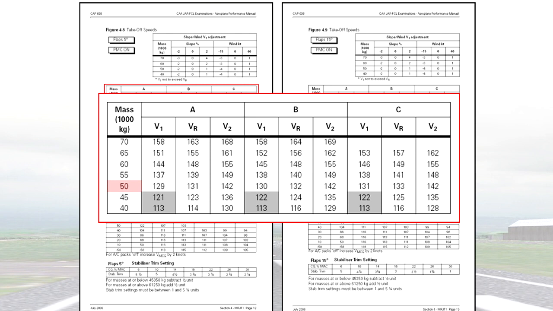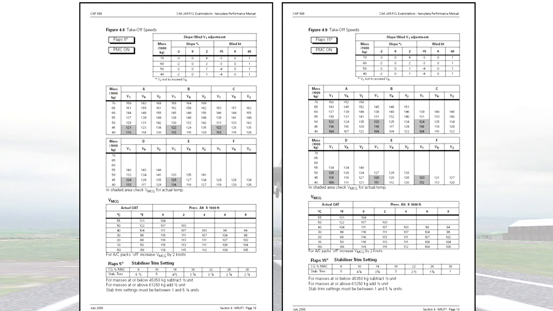For example, let's look at what aeroplane mass does to VR. If the aeroplane mass was 50,000 kilograms, VR would be 131 knots under density column A. But if the mass was increased to 65,000 kilograms, then VR would increase to 155 knots. Therefore, increasing mass increases VR. The next factor to affect VR is the aeroplane configuration.